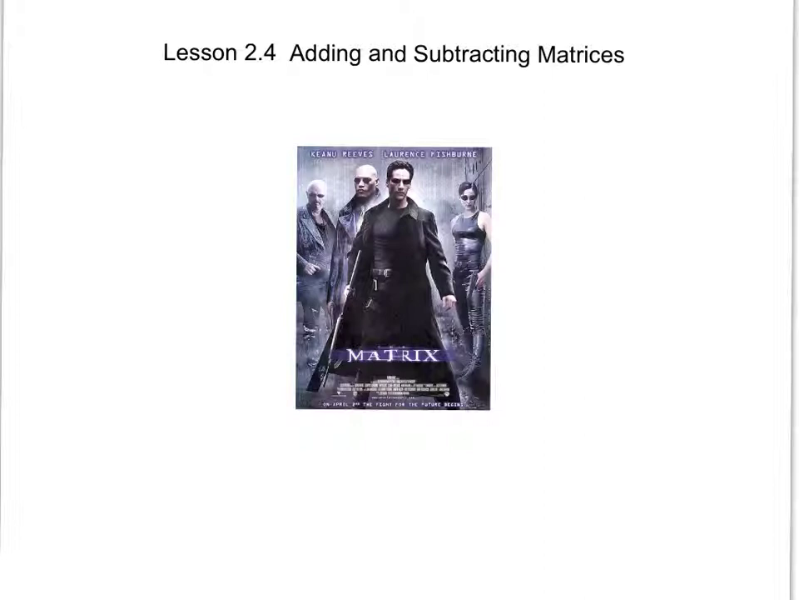So I don't know how many of you have seen the movie The Matrix, but that's what I think of when I think of the word matrices. Just something I thought was kind of funny. So let's go on to the lesson.